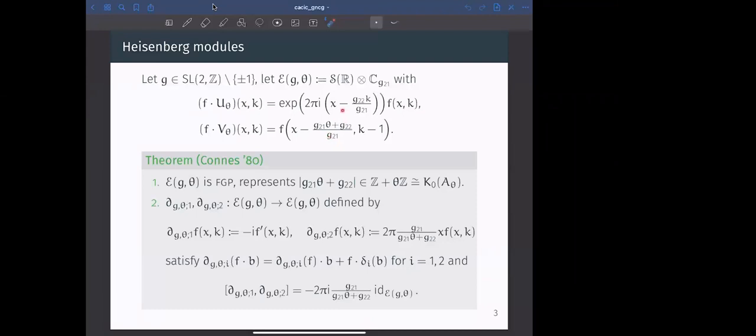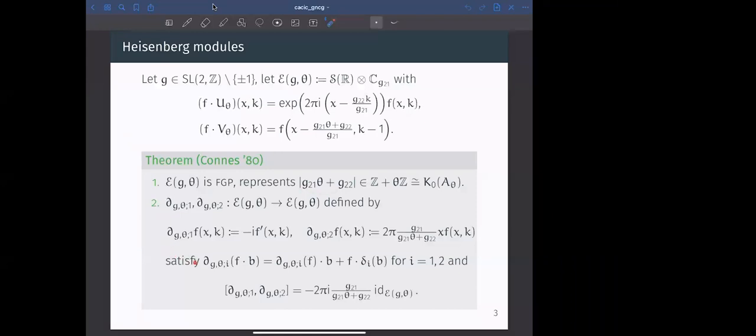And so if you use this clock operator and the shift operator, one gets a representation on the right of the noncommutative torus A_theta. And what the Comptes Rendus note showed is that, first off, this is a non-trivial finitely generated projective module over that rational noncommutative torus, and it represents this number in K_0, the absolute value of G_21 theta plus G_22.